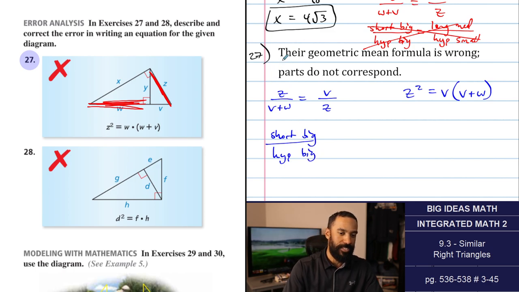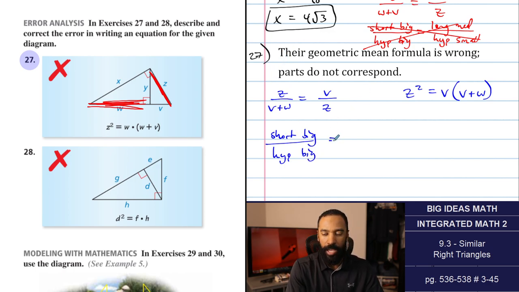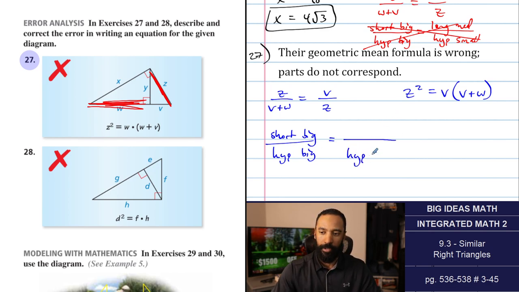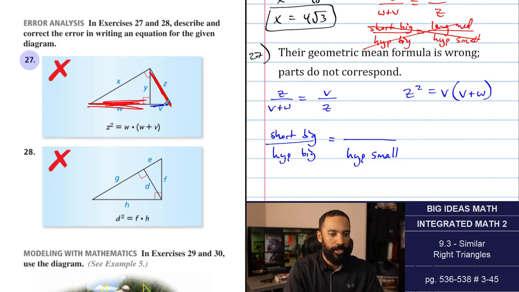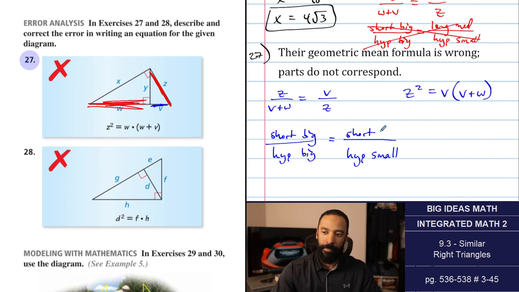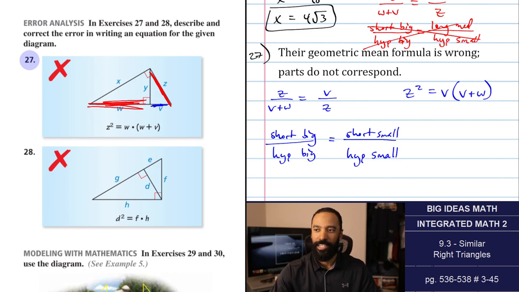I could have also said that Z is not just the short leg of the big triangle, it's also the hypotenuse of the small, which I'm going to write over here. Hypotenuse of small. Now, what does V represent? V represents the short leg of the small triangle, and that's good. How come? Because it corresponds. Short of big over hypotenuse of big is short of small over hypotenuse of small. That checks out. Proper parts correspond.